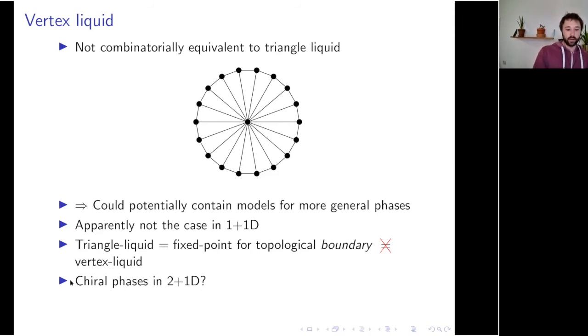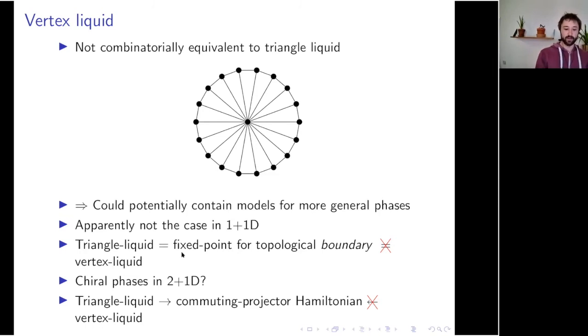However, it is possible in 2+1 dimensions that boundaries are not allowed to be gapped. And this is exactly what we have for chiral phases. This is why chiral phases are a hot candidate to be described by this more general type of fixed point models.